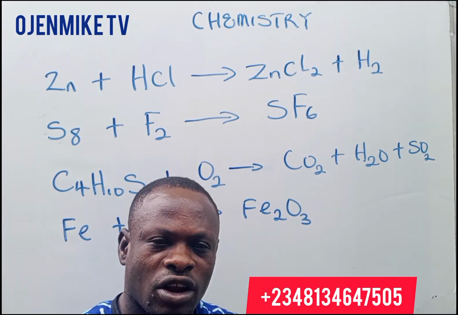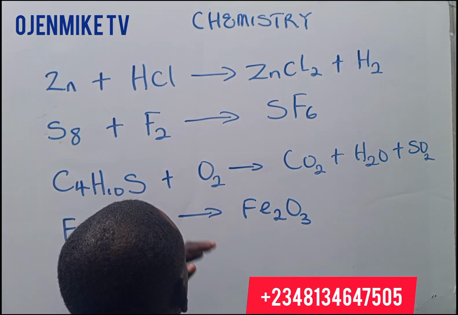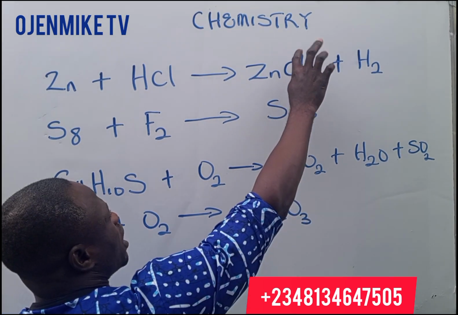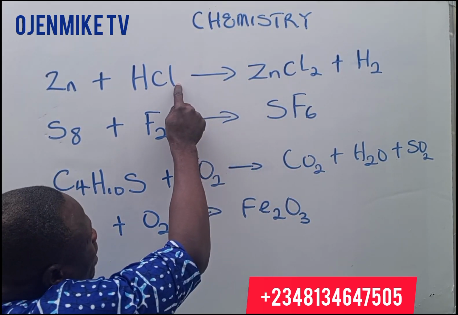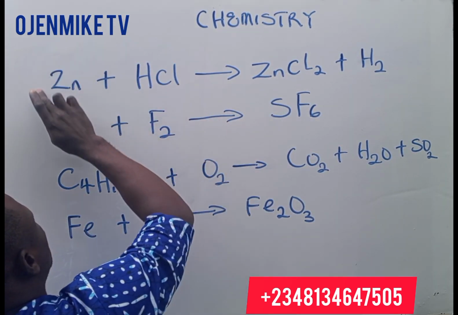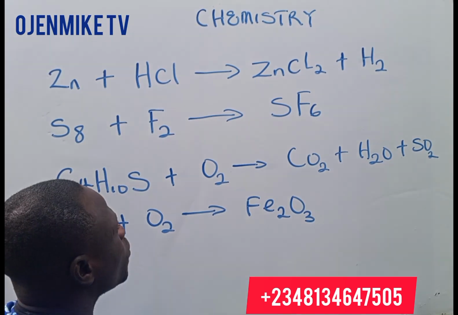Now, another secret of balancing chemical equations is that when you are balancing, anything that you need to add, like this one now, where chlorine here is 2, you don't need to come and add here. You can add here, but you don't add anything here. Is that understood? So now let's go straight to balance it.